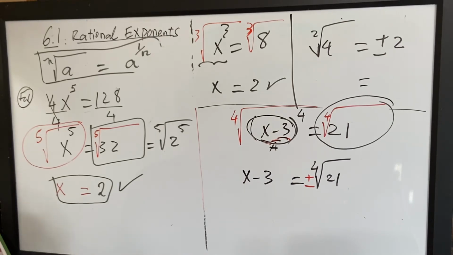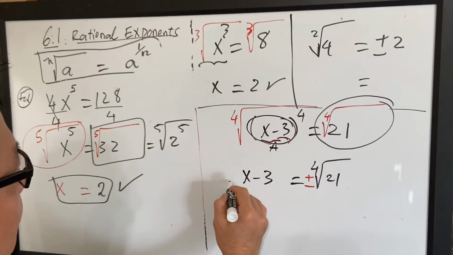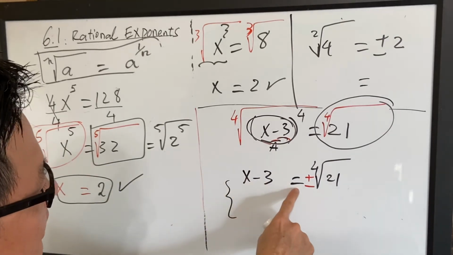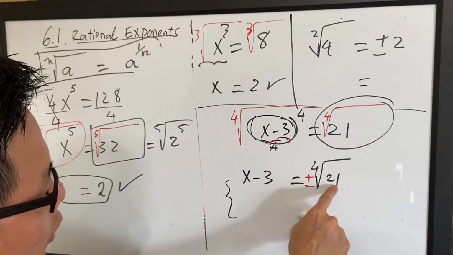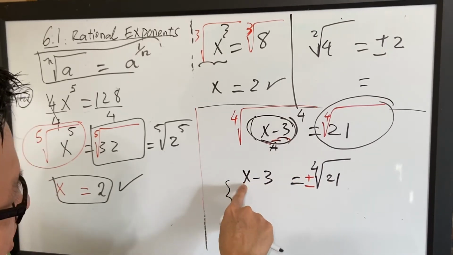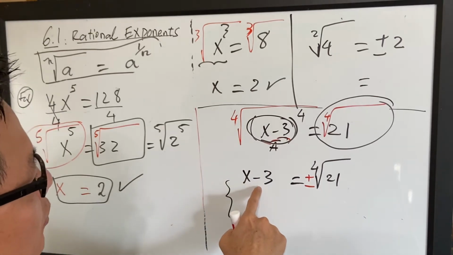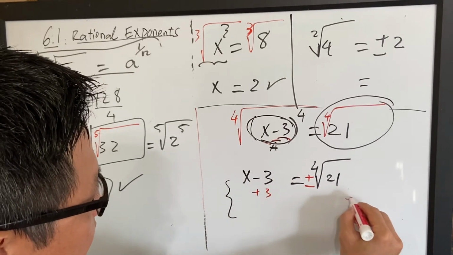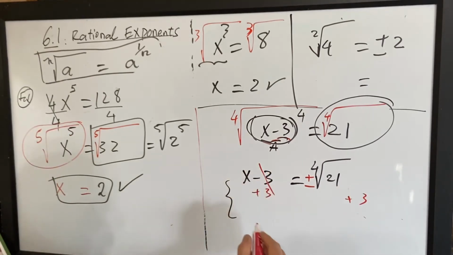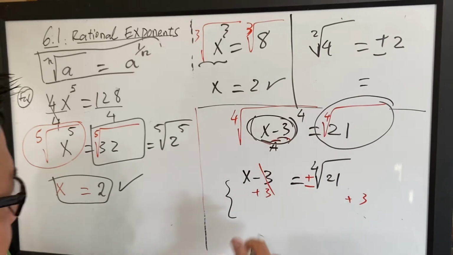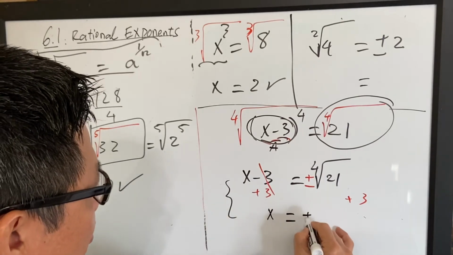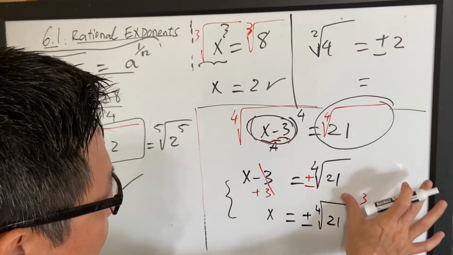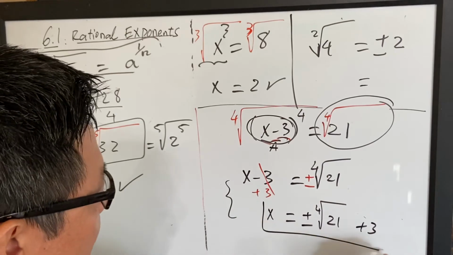All right, now the next step is just a piece of cake. If x minus 3 equals plus or minus the 4th root of 21, what would be x? You will just solve for x by adding to both sides what? 3. And that will cancel out. The answer right now is x equals plus or minus the 4th root of 21 plus 3. There we go.